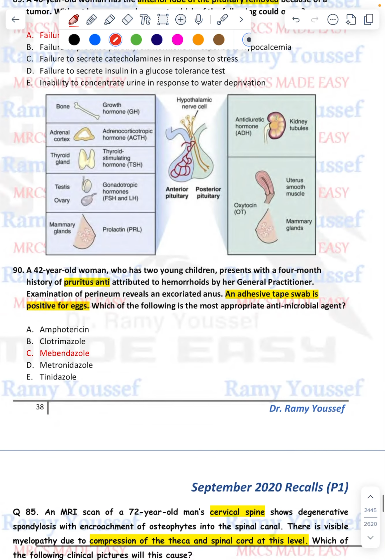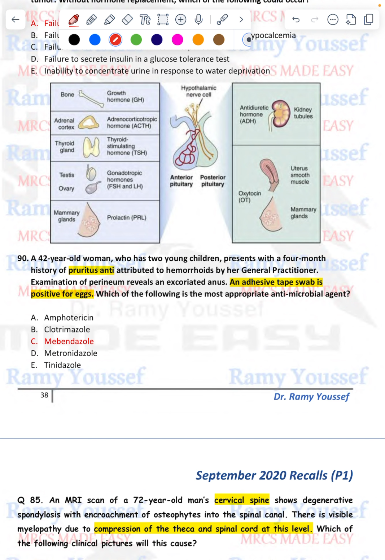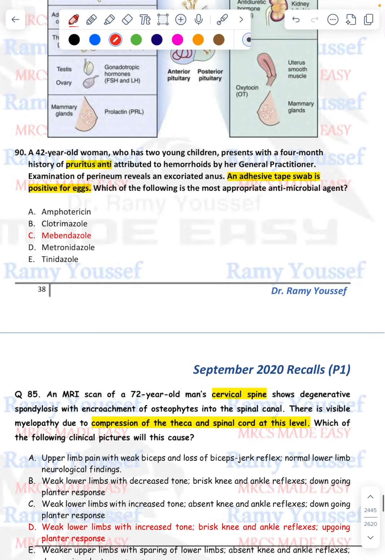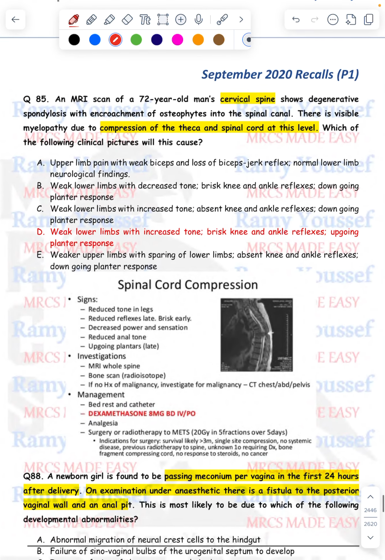An MRI scan of a 72-year-old man's cervical spine shows degenerative spondylosis, the encroachment of the osteophytes in the spinal canal. This is cervical myelopathy, compression of the spinal cord. Which of the following clinical pictures will cause prolapse? What is this? Weakness of limbs, central disc prolapse, central cord, spinal cord compression.